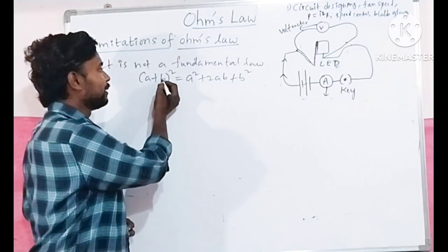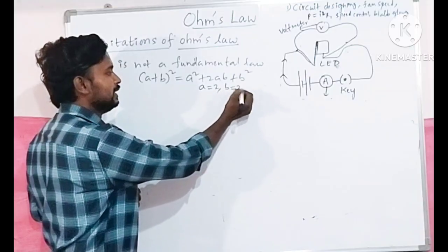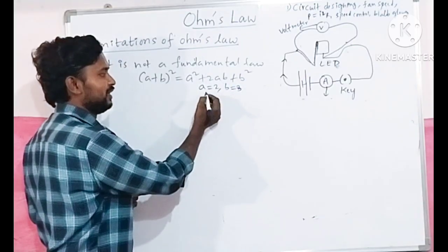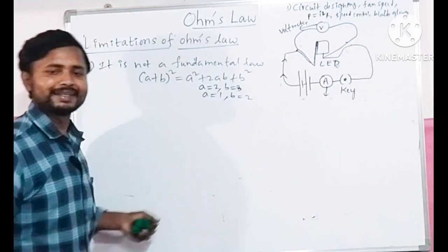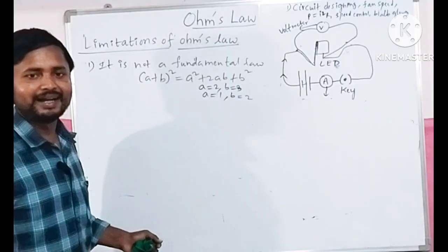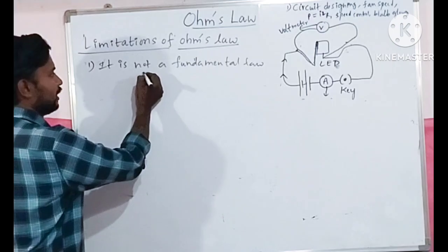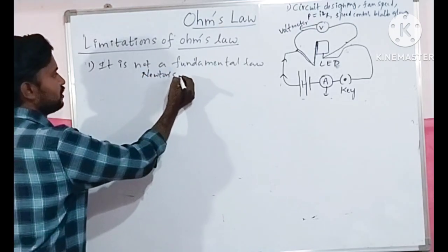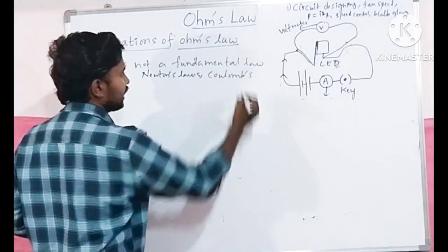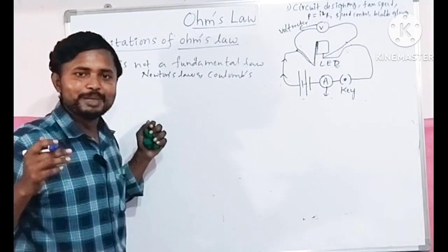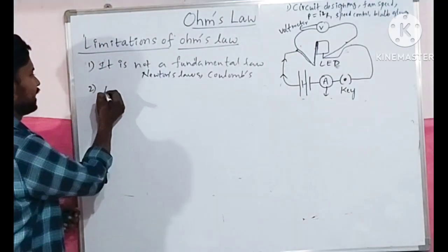When you put in any numbers, it is valid. For example, when you take a equal to 2, b equal to 2, it is valid. B equal to 3, it is valid. If you take a equal to 1, b equal to 2, LHS equals RHS, it is valid. It is a fundamental law. All algebraic laws are fundamental laws. Next Newton's laws, next Coulomb's laws: Coulomb's laws and Newton's laws are fundamental laws. But Ohm's law is not a fundamental law because it is temperature dependent.